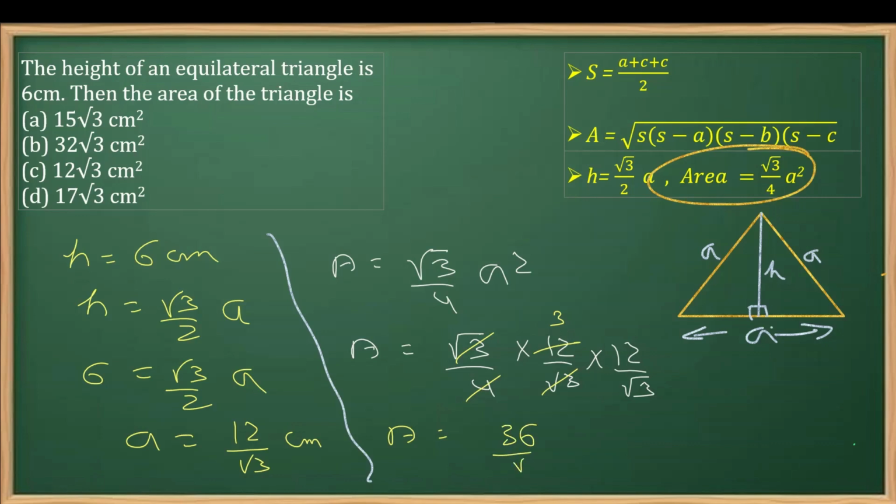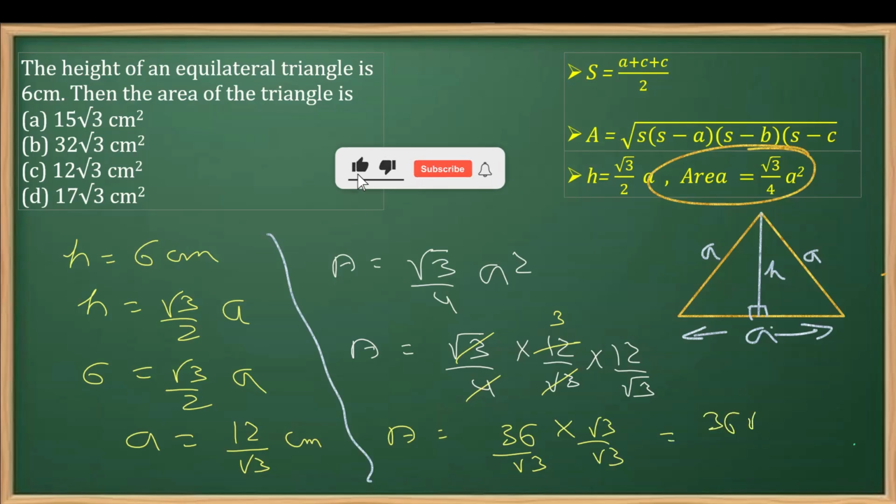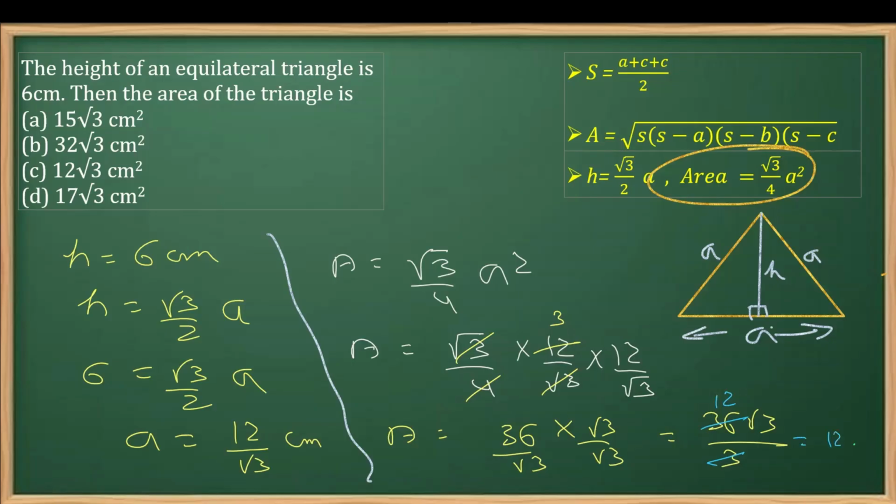This is 36 root 3, which we can even rationalize. So that is 36 root 3 divided by root 3 into root 3, which is 3. This 3 and 36 can be divided, so that comes out to be 12 root 3 centimeter square. Do we have an answer? Yes, 12 root 3. C is the correct option in this case.